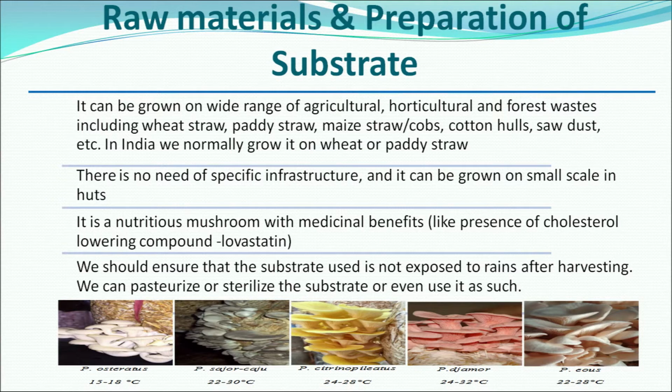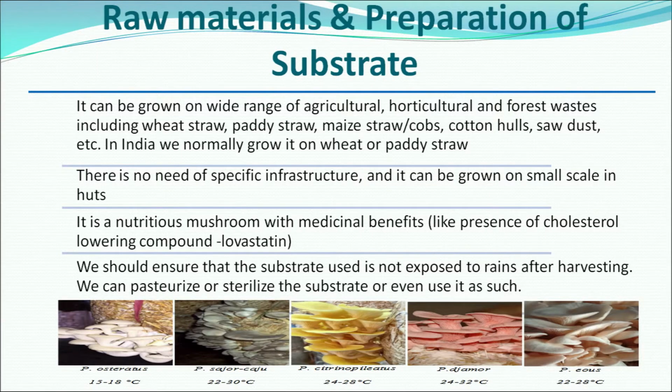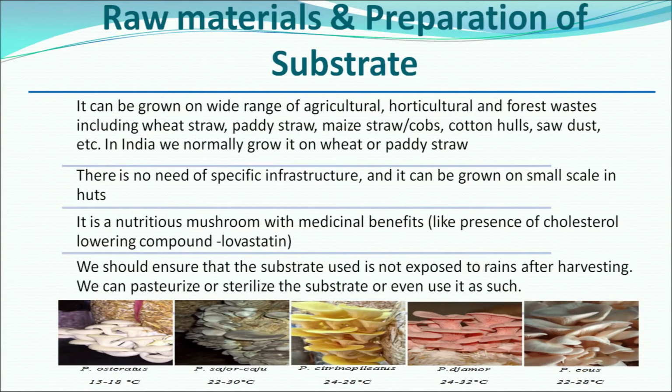As we have made it very clear earlier also, there is no need of any specific infrastructure and it can be grown at small scale in huts and on bigger scale in environment controlled units. From the nutritional point of view, as I have discussed earlier, it has medicinal properties and the most important component is lovastatin. This compound is known for lowering the cholesterol level in blood. We should ensure that the substrate used is not exposed to rain after harvesting, and we can pasteurize or sterilize the substrate or even use it as such.